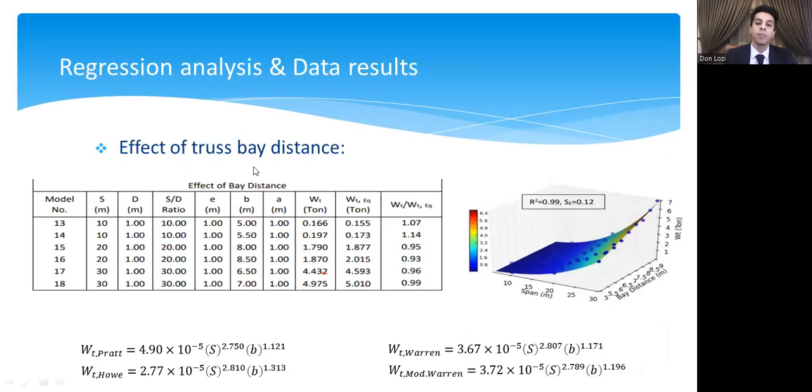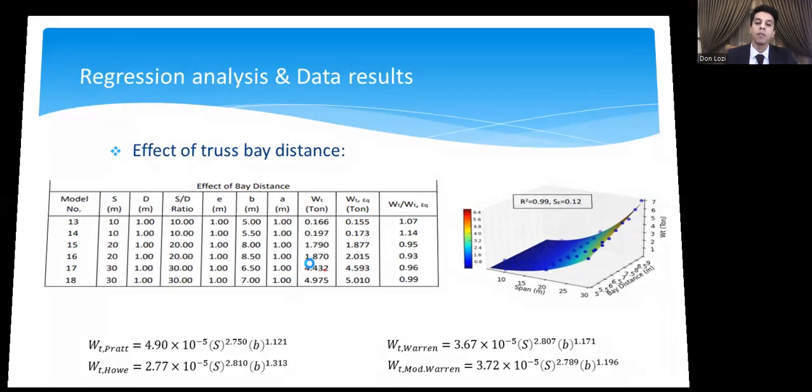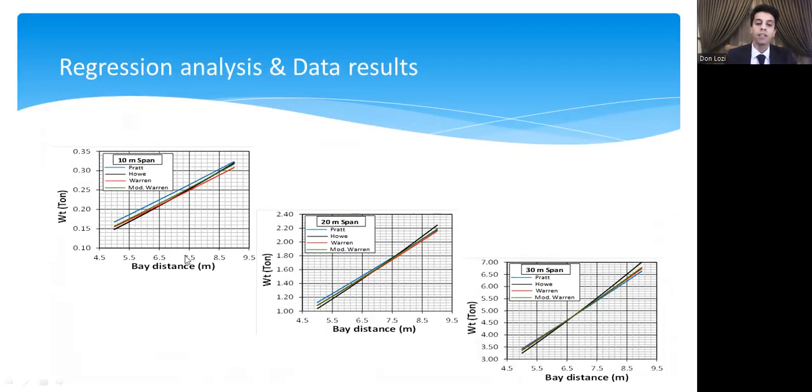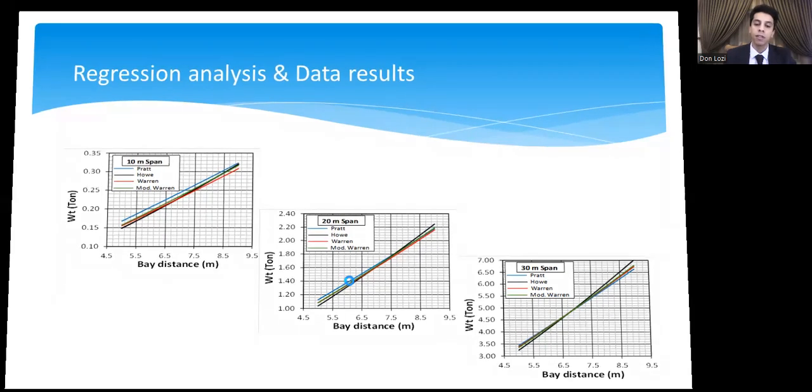Now the effect of truss bay distance, it's just the same as the previously shown study. In the graph, here is our equation for the bay distance effect. We can find from this behavior that the steel tonnage increases in line with bay distance, and the regulations show, in this case, because dead load, live load, and wind load increase with the bay distance. The best bay distance option is 6 meters to keep the structure economically feasible.